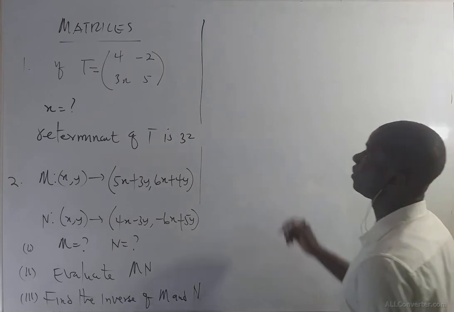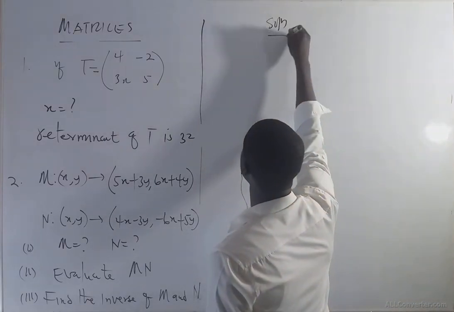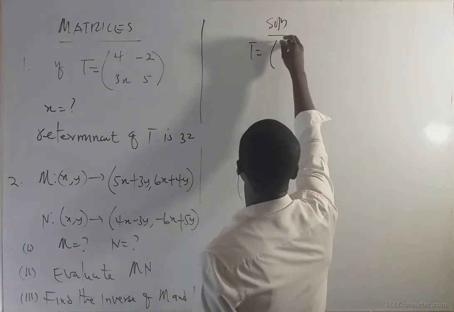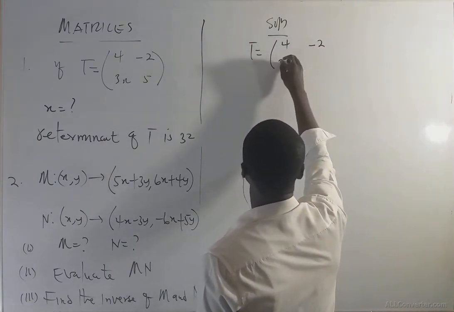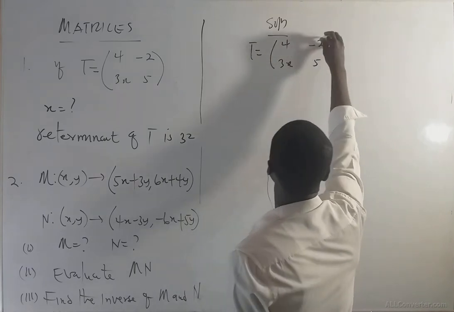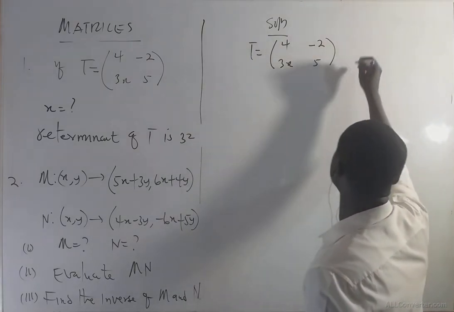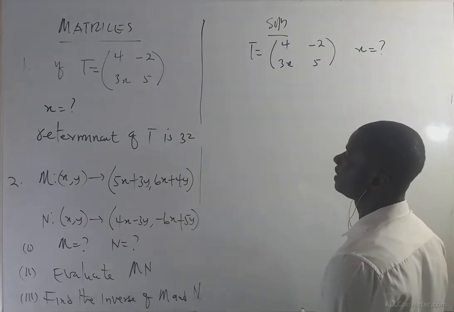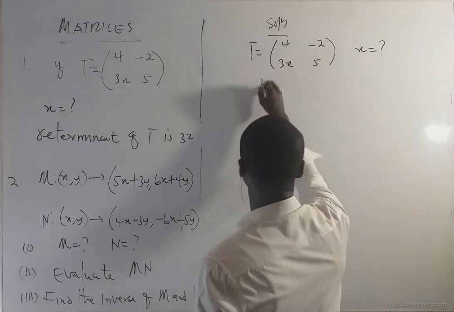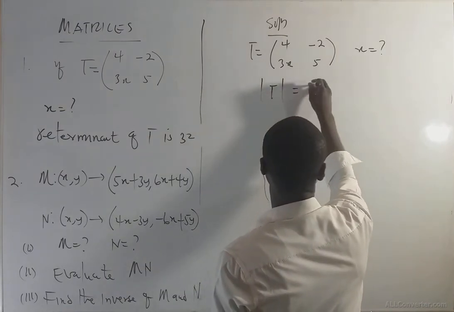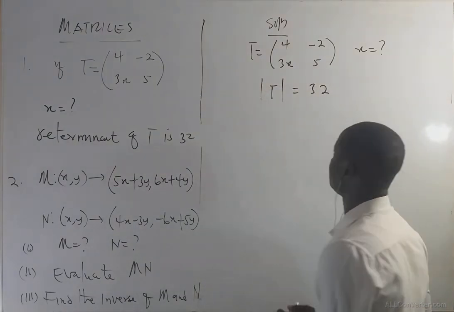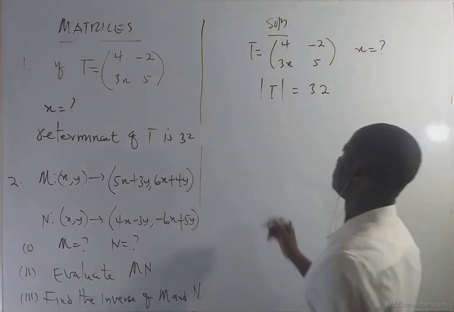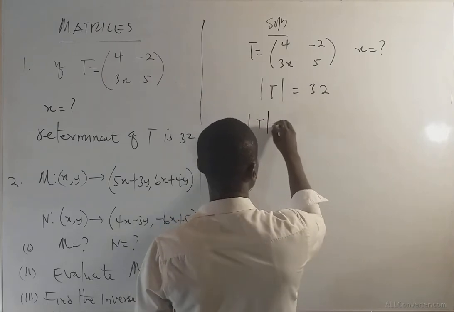And now with the first one, don't forget, we are given the matrix T. The matrix T equals 4, minus 2, 3x, and 5. We are asked to find the value of x if the determinant of T is 32. And now we know how the determinant is represented. So if the determinant is 32, you know how to find the determinant. So let's try to find the determinant of that matrix T that we are given.